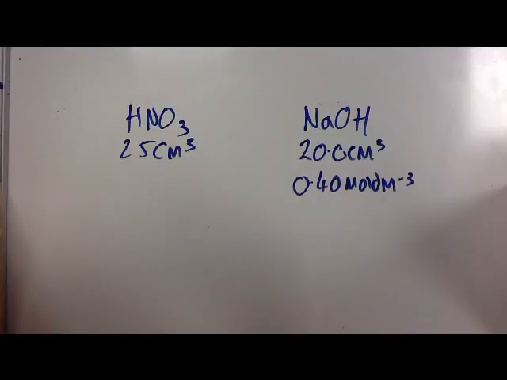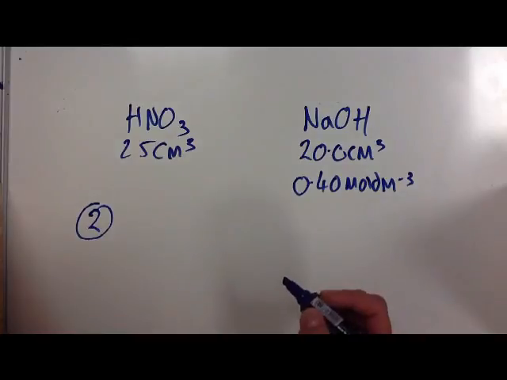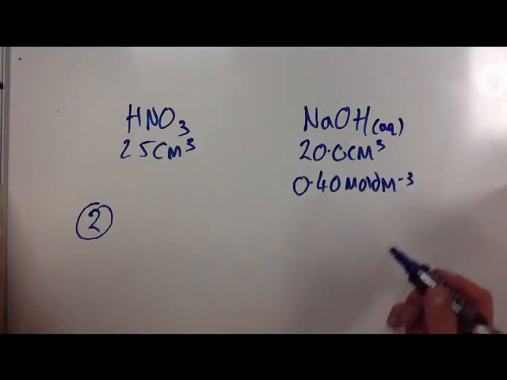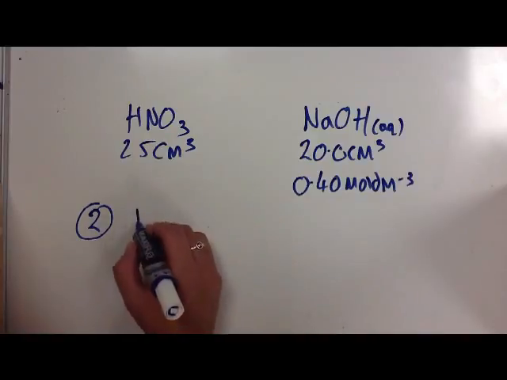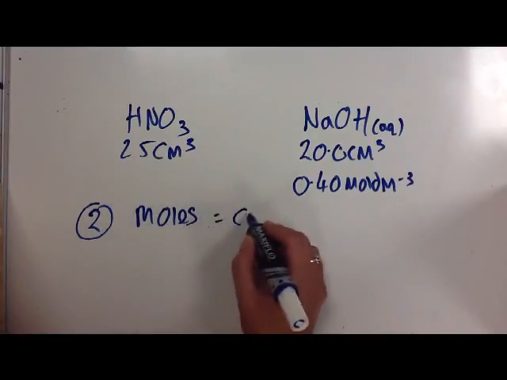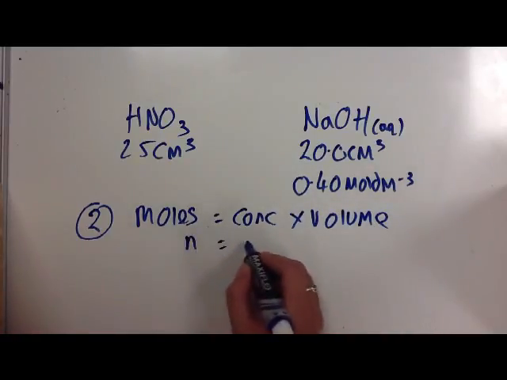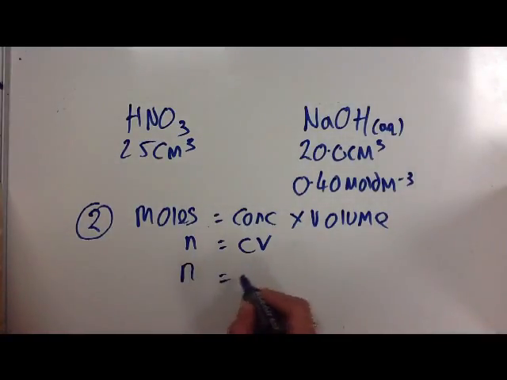So if step 1 was writing the equation, step 2 is finding the number of moles of sodium hydroxide. The sodium hydroxide is aqueous, which tells us it's a solution. We're given one value which is a volume and one which is a concentration. So straight away you should be thinking moles equals concentration times volume. I use the shorthand n equals CV. However you need to remember it, learn this equation. The only trick to this bit is that we need to change our volume from centimetres cubed to decimetres cubed.